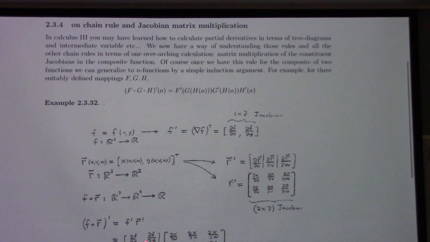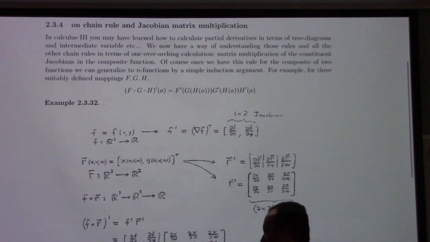Just amounts to this row vector times this. So this 1 by 2 vector times this 2 by 3 matrix gives me a, what is that? 1 by 3? 1 by 3. I don't know.